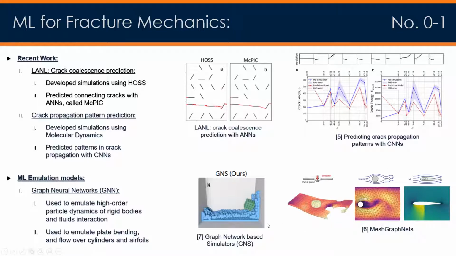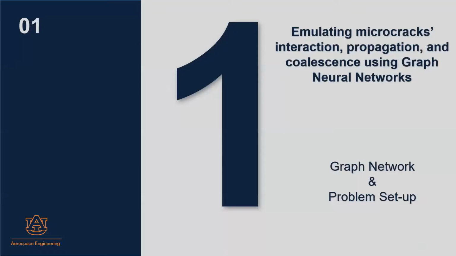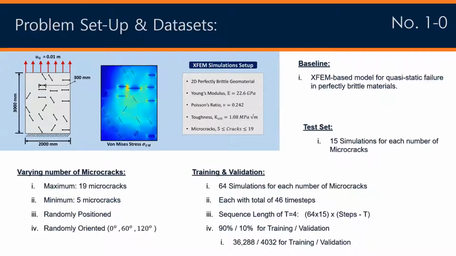So this inspired us to say, hey, why not use this advancement in graph neural networks and try to predict a dynamic emulation of a crack propagation problem. So this brings us to the work here. In this section, I'll explain how we developed the training data set, what the problem setup is that we used, and how we make the graph representation, how we make the graph network from the setups.